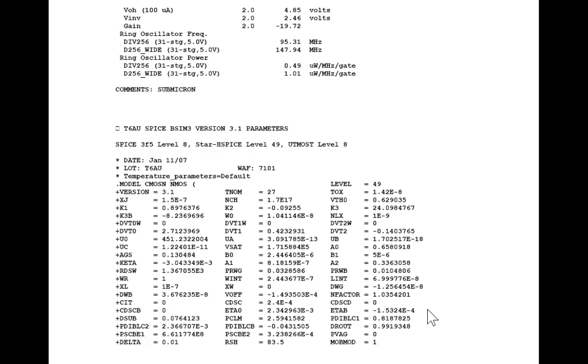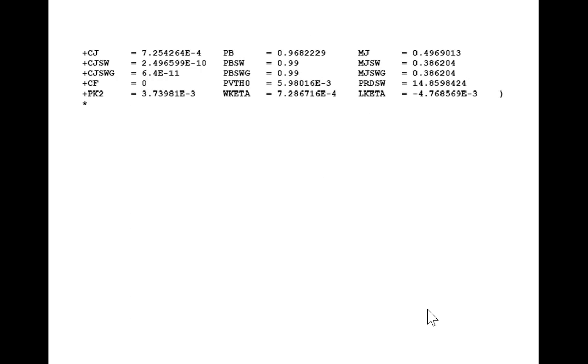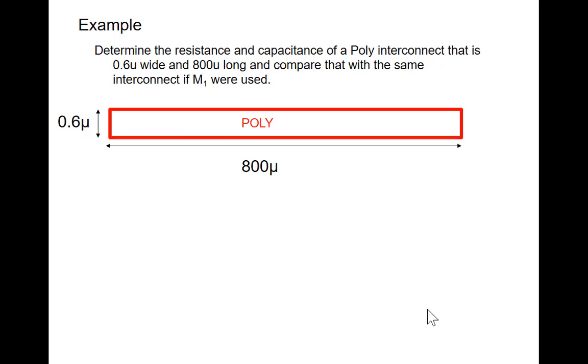Here's a bunch more parameters for BSIM models and so forth, so don't worry about those right now. Example: determine the resistance and capacitance of a poly interconnect that's 0.6 microns wide and 80 microns long, and compare with the same interconnect if metal 1 was used. So here we have a poly interconnect.